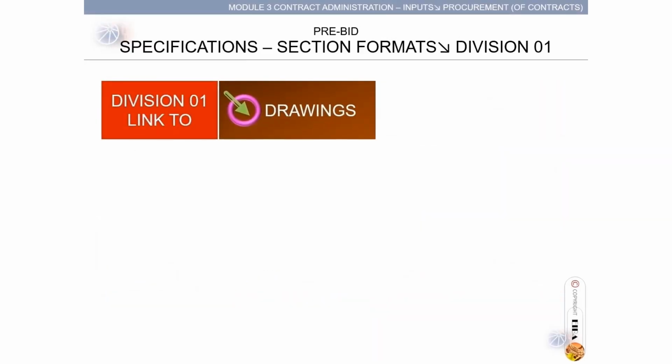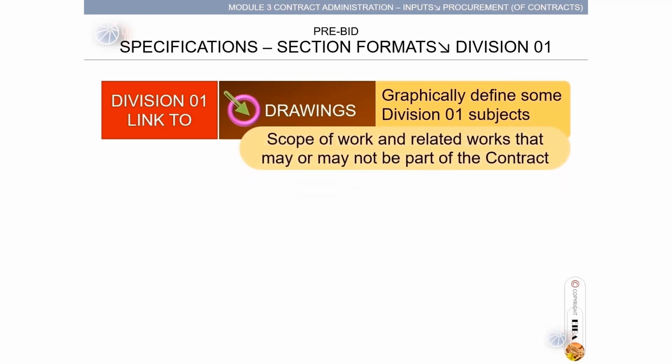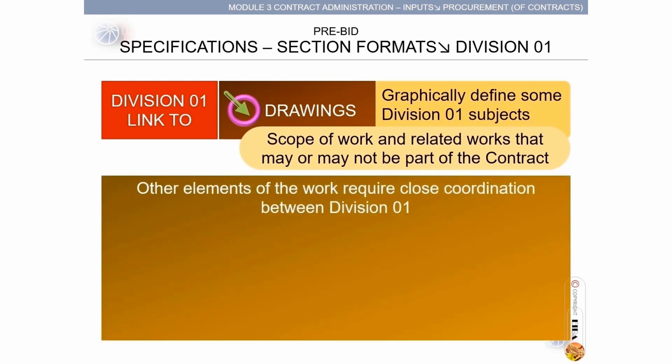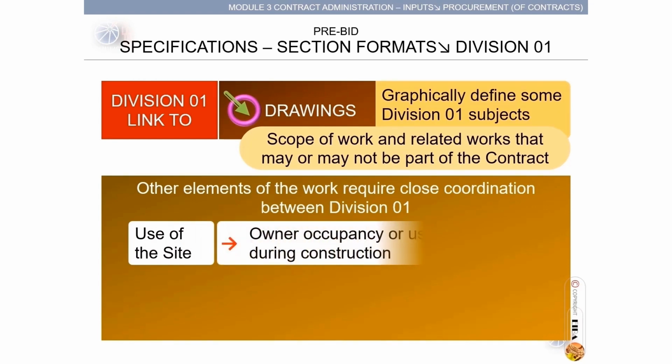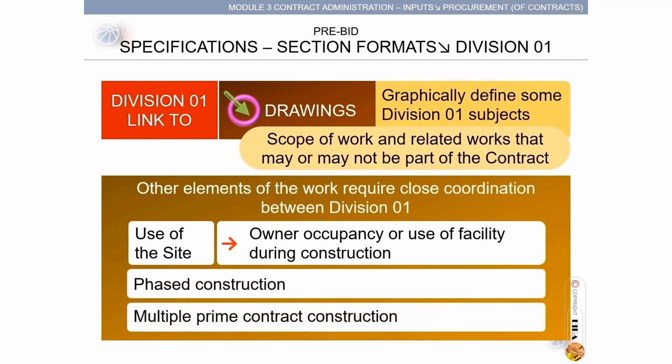To cite Division 01 linked to drawings. Drawings graphically define some Division 01 subjects, such as scope of work and related works that may or may not be part of the contract. The other elements of the work require close coordination with Division 01: use of the site being shown in drawings, owner occupancy or use of the facility during construction, phased construction elaborated in drawings, and multiple prime contract construction, detailing its prime contracting with respect to others.